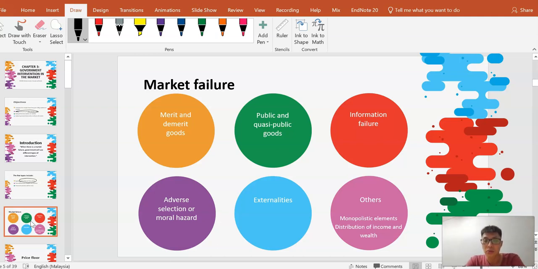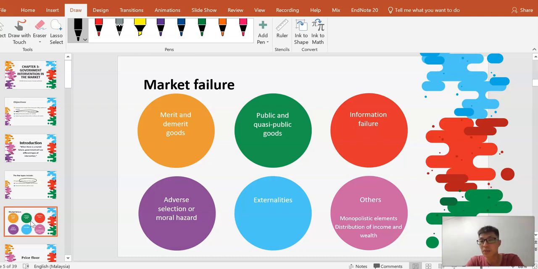The next one would be externalities. More importantly, in externalities, there will also be positive and negative. Positive externalities is something that is good for the economy, but not in terms of goods, in that it has a spillover benefit. Negative externalities is something that is not good for the economy. They have spillover negative effects on others. So they are known as externalities.